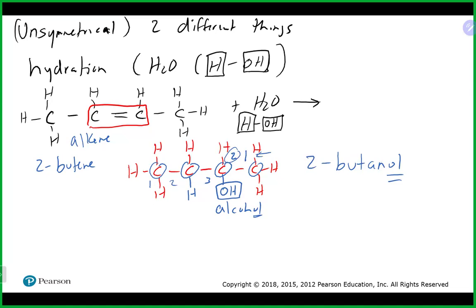And just like double bond, triple bond gets the priority when you have an alcohol, the OH group always needs to be numbered the smallest way. So that's how it basically works in that case. Question on that? Yeah.